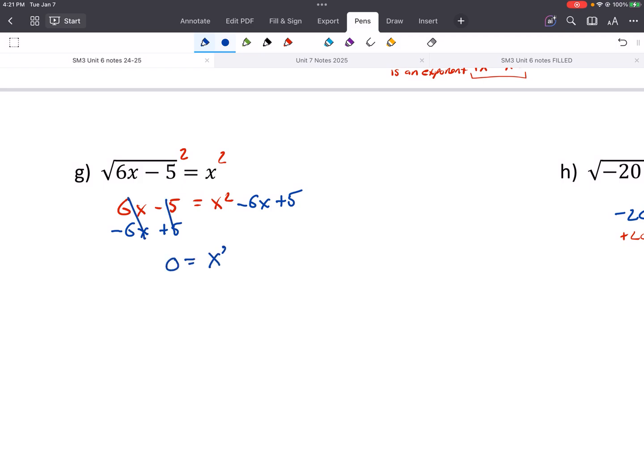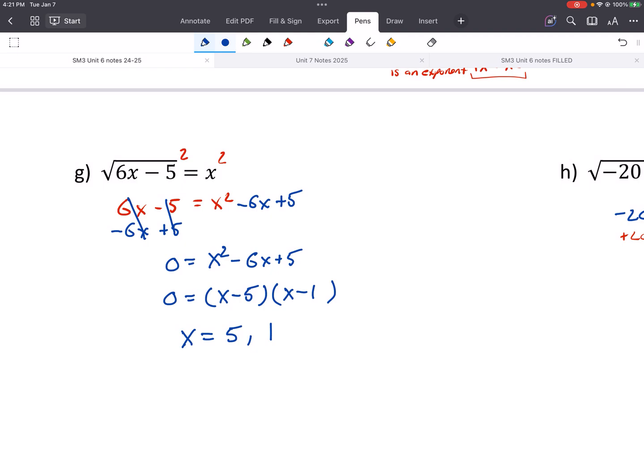And then we would factor. So what could multiply to 5 and add to negative 6? So I think negative 5 and negative 1. And then again, what would be our solutions? What would make this equation true? Well, x would have to be 5 or 1.